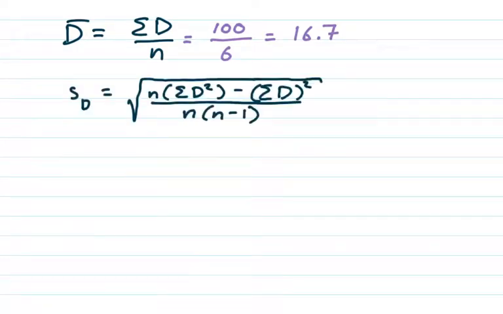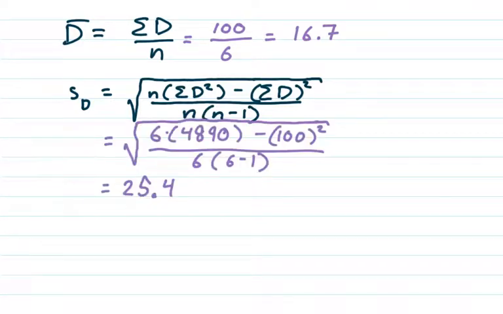And then here is our formula for the standard deviation. It is a sample, and here we're talking about the differences distribution. So we have s subscript d is equal to the square root of the whole quantity, n times the sum of the d squareds minus the sum of d, that whole quantity squared, all divided by n times n minus 1. After a little bit of calculation, it comes out as 25.4 milligrams per deciliter.